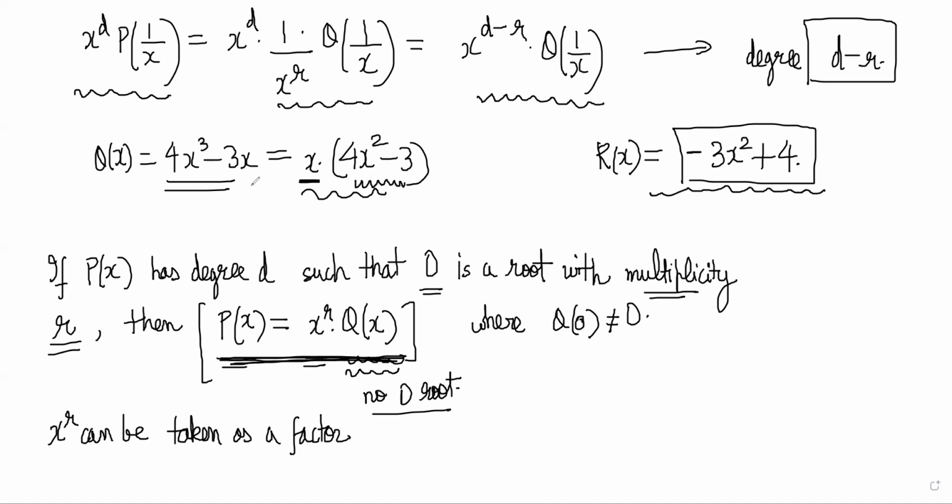So keep this in mind, that you don't always have the same degree for the reciprocal polynomial, right? However, the reciprocal polynomial is always calculated by calculating x power d p of 1 by x. And you have to check what is the degree of this final polynomial in order to get the reciprocal, right?